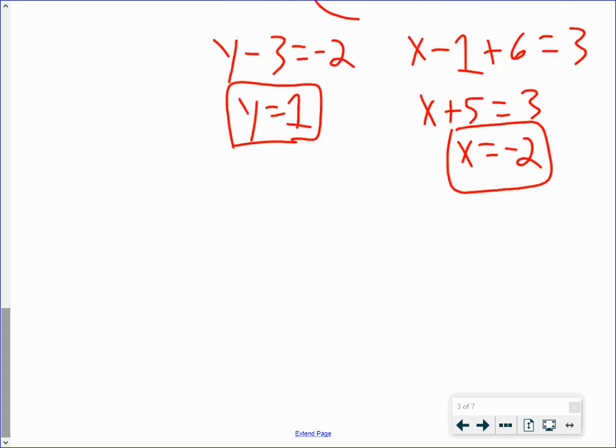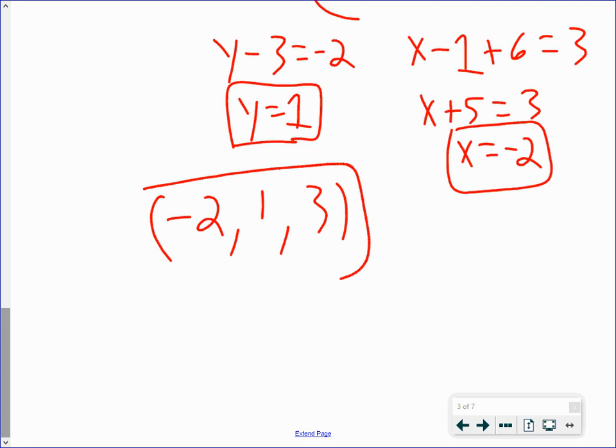So now we have our x value, we have our y value, and we have our z value. All that's left is to put it into an ordered triple of -2, 1, and 3. And that is our answer.